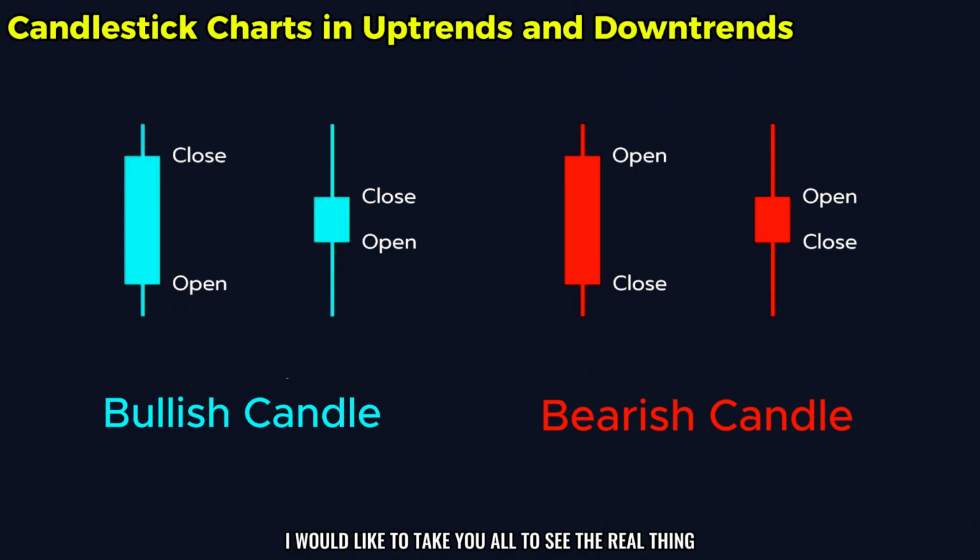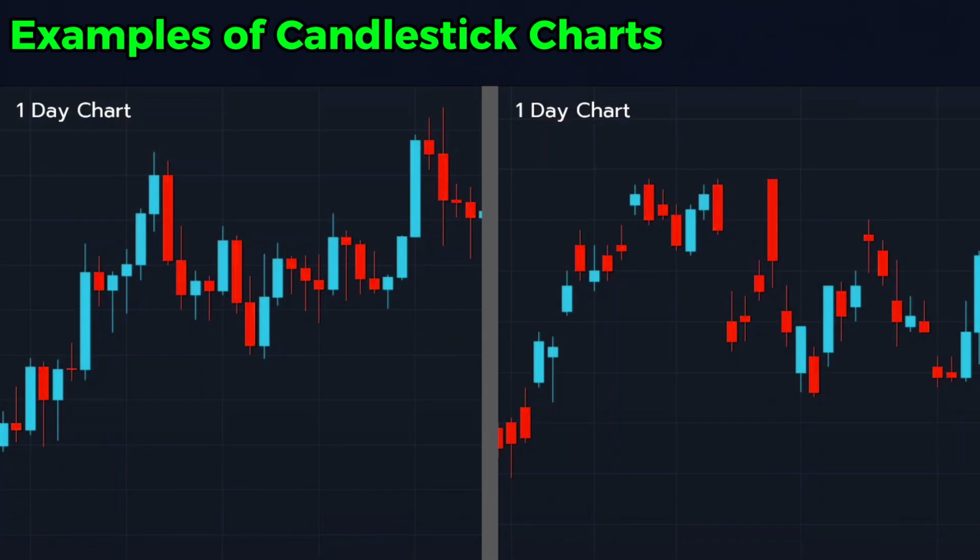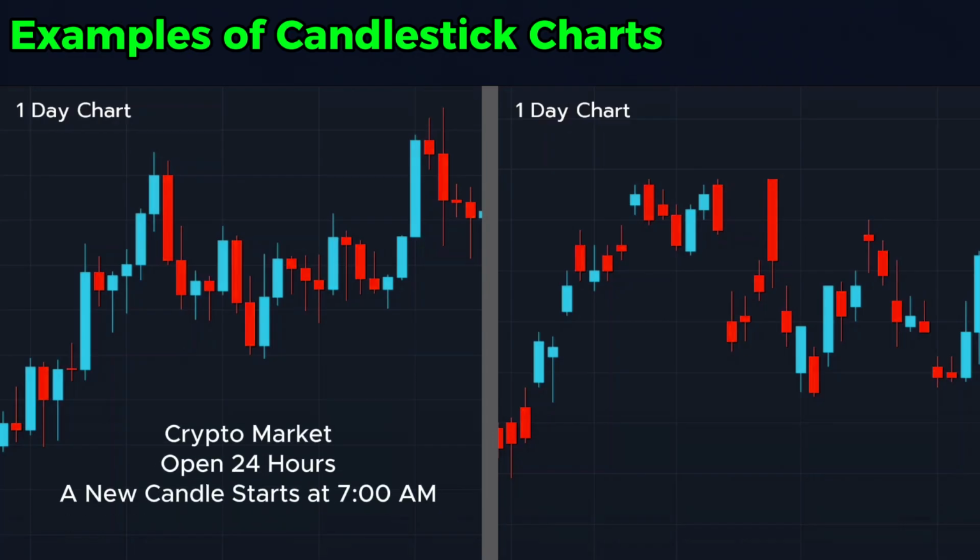I would like to take you all to see the real thing. The example you see here is from the TradingView program. One bar represents the price of one day. Therefore, each chart, from left to right, represents a period of about 1 month. But we can see that the left and right sides of the chart are not the same.